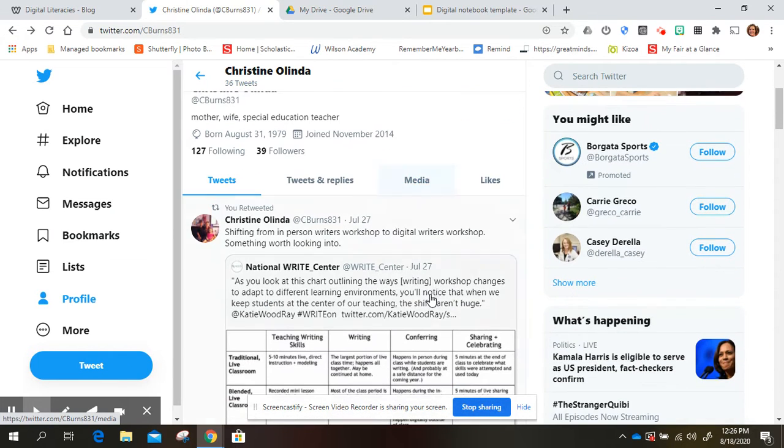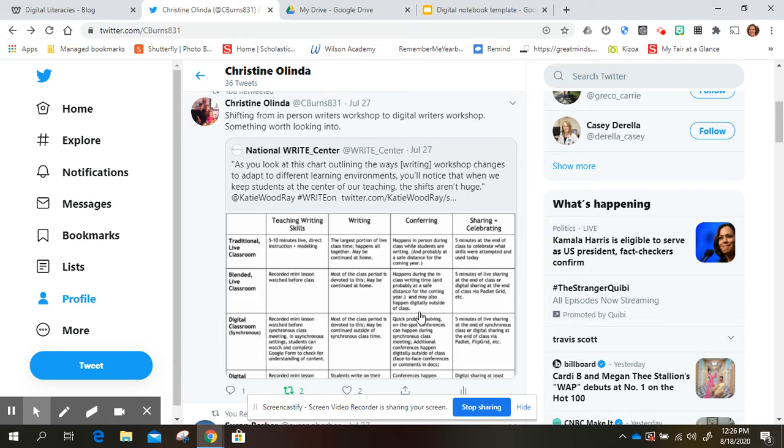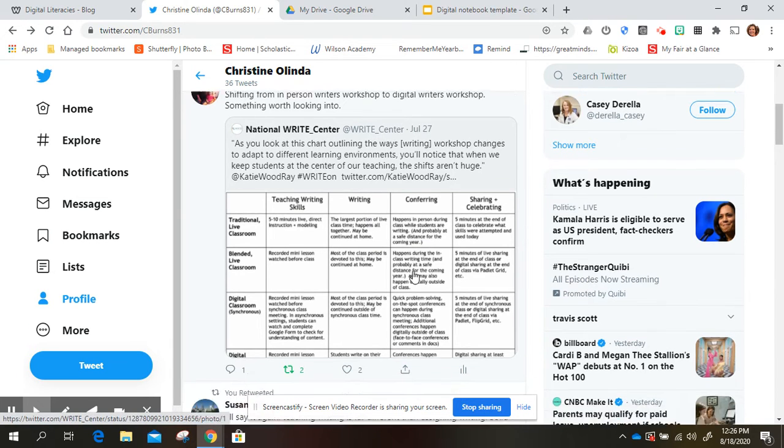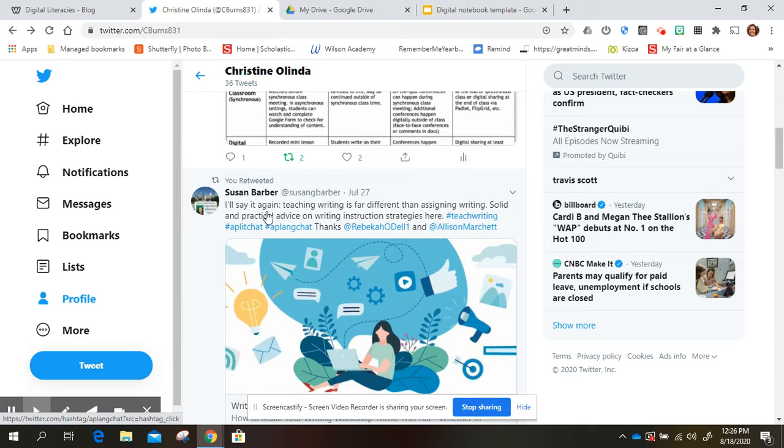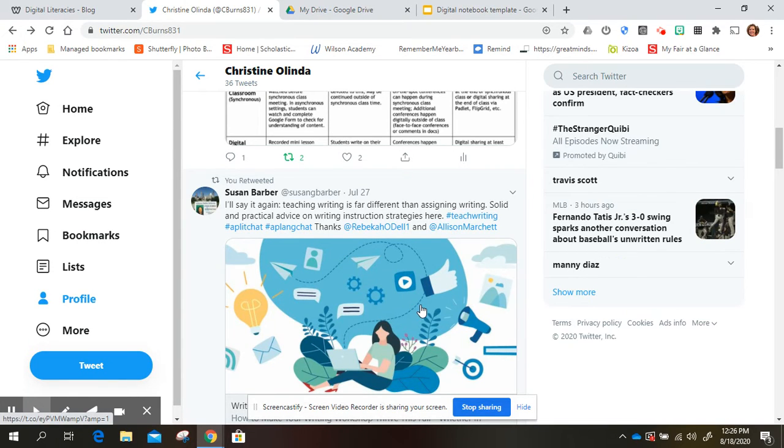I retweeted from the National Writing Center a chart that will help me shift from in-person writers workshop to a digital writers workshop. This was very helpful for me. And then after I started following the National Writing Center, I began to start following Susan Barber. So Susan Barber is a teacher just like myself, and she's really embraced using digital literacy. She has even created a virtual writer's notebook that I would like to share with you.